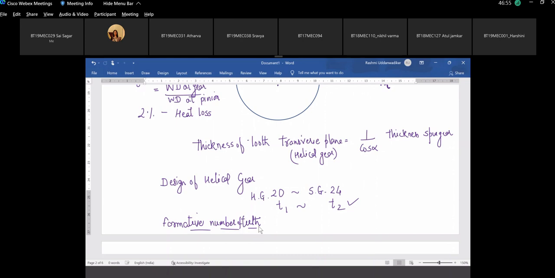Atharva, what do you understand from the formative number of teeth? Atharva?